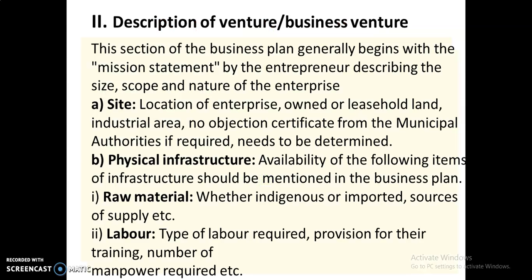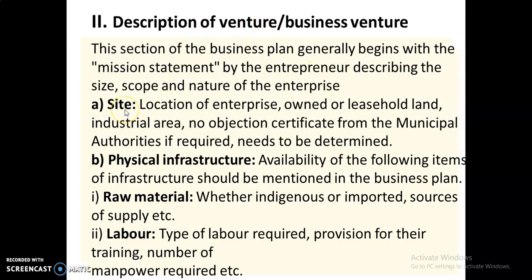Next, you have the second part, the description of the venture. This section of the business plan generally begins with a mission statement by the entrepreneur describing the size, scope and nature of the enterprise, whether big or small, whether it's a sole proprietor or whatever is going to be the nature, the size, the raw material he's going to use, labor, etc.